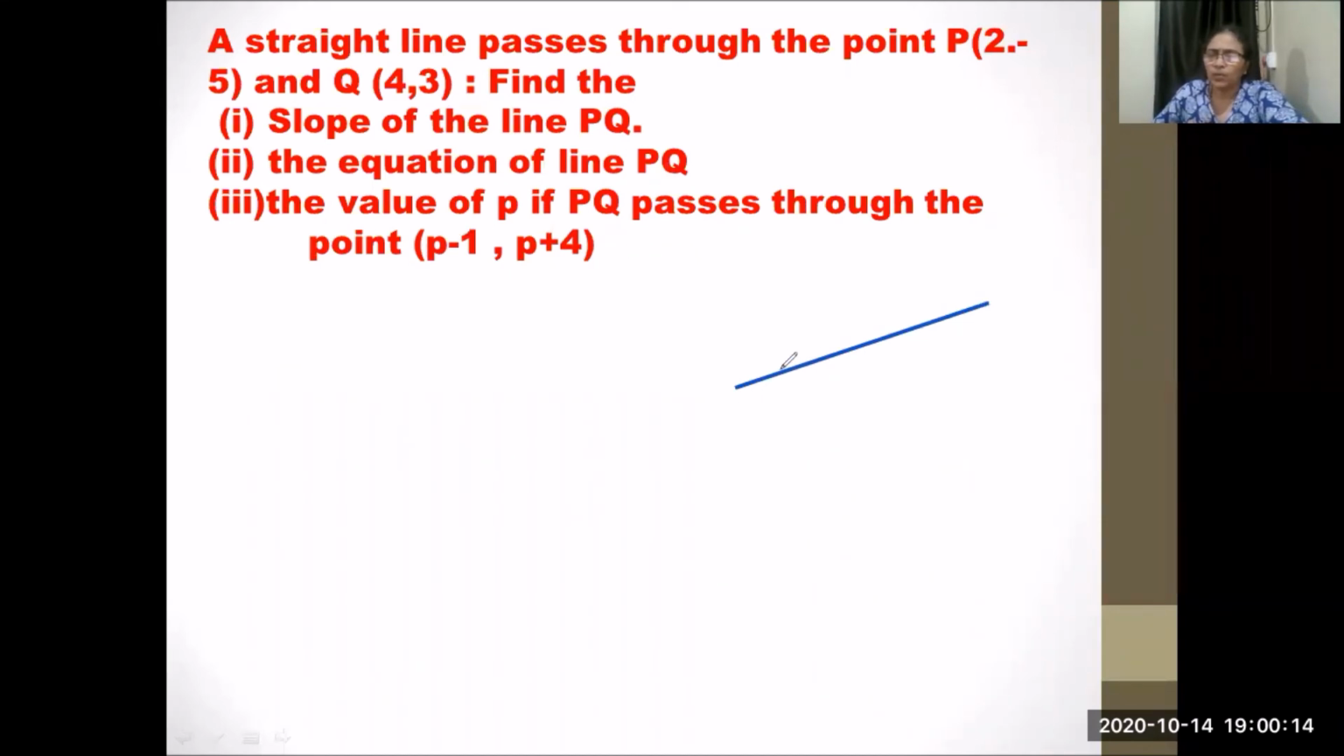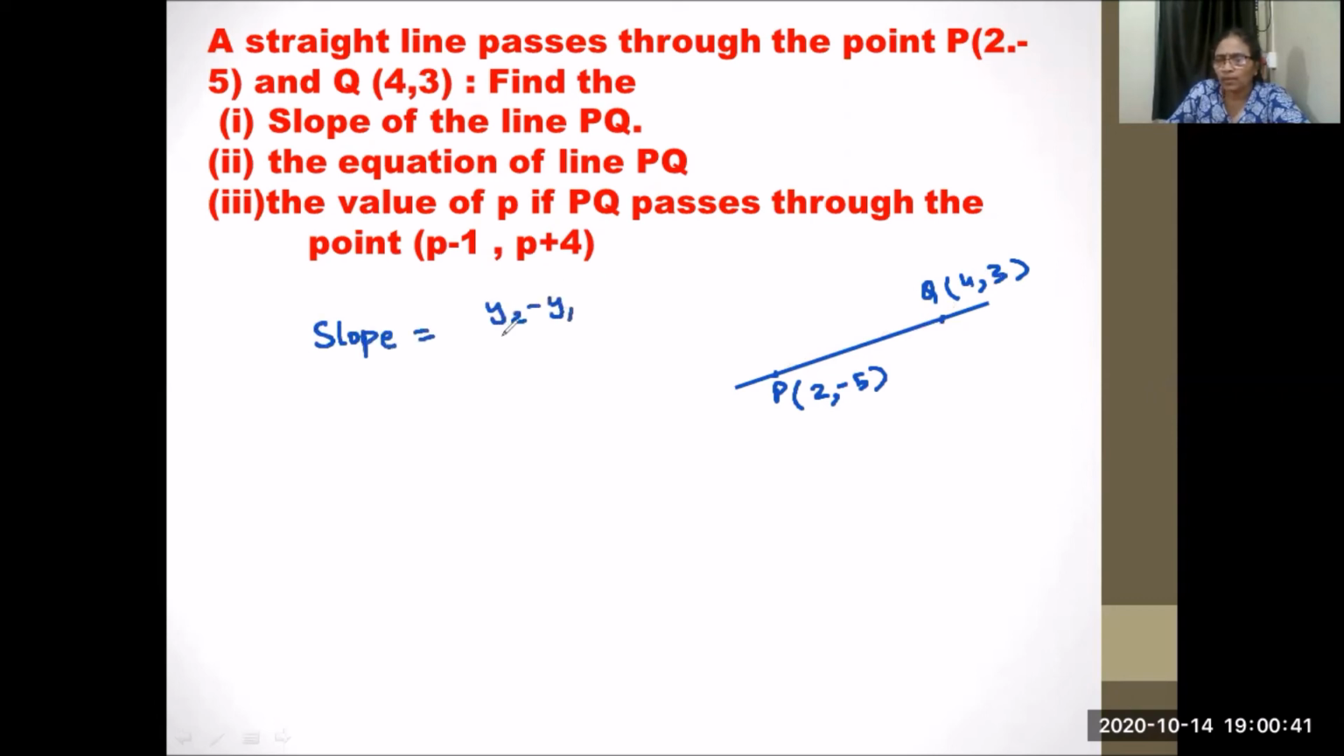And placing the points P, which is (2, -5), and Q, which is (4, 3). You need to find the equation of this line PQ. For that, first let us find the slope of PQ. In the two-point form, you know how to find the slope: (y2 - y1) upon (x2 - x1).